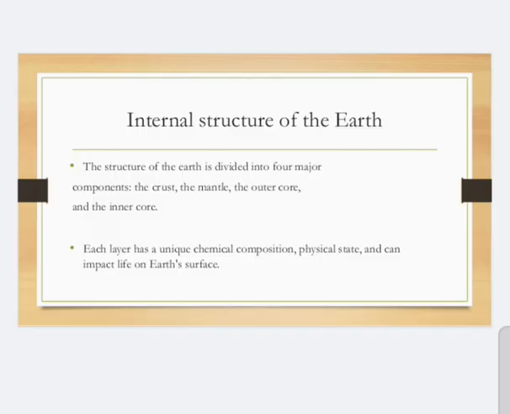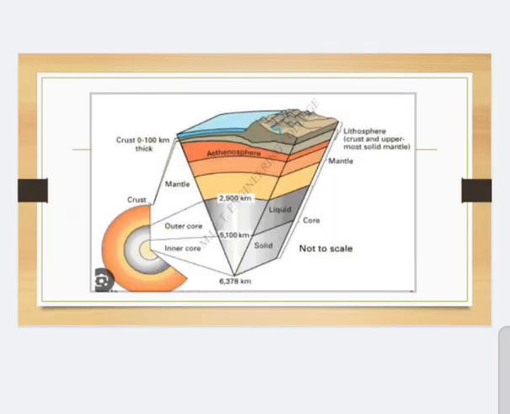The structure of the earth is divided into four major components. In the core there are two parts, the outer core and the inner core. So the four components are the crust, the mantle, the outer core and the inner core. Each layer has a unique chemical composition, physical state and an impact on the earth's surface. So this is the structure of the earth.